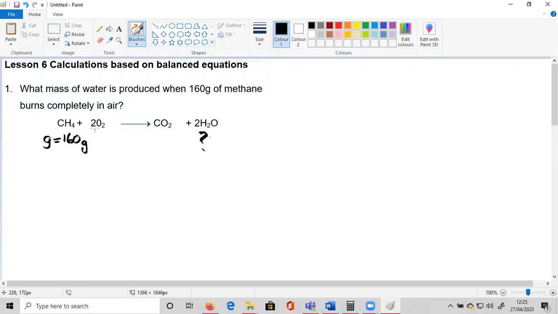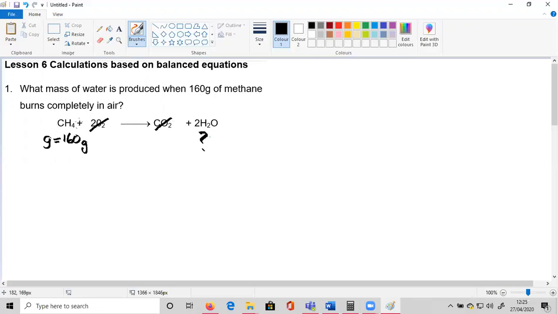We don't have anything about the oxygen, so we don't need it. And we don't have anything for the carbon dioxide, so get rid. So we only need to know the mass of methane to find the mass of water. Now, you need to ask yourself the question, how many moles is 160 grams of methane? Because remember that the equations are linked by a molar ratio.